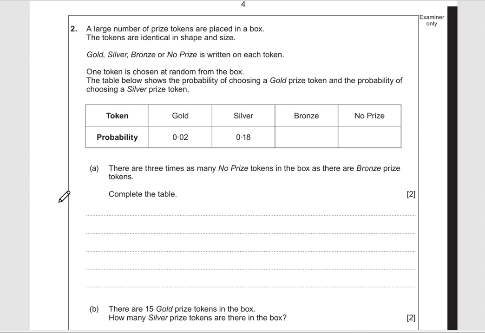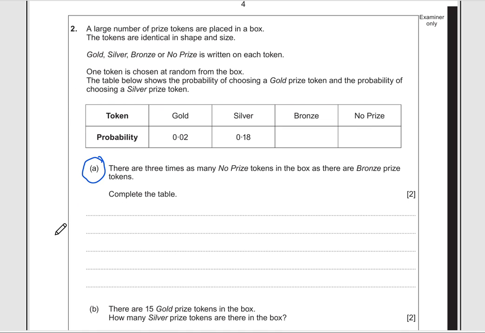Question 2. A large number of prize tokens are placed in a box. The tokens are identical in shape and size. Gold, silver, bronze, or no prize is written on each token. One token is chosen at random from the box. The table below shows the probability of choosing a gold prize token and the probability of choosing a silver prize token.